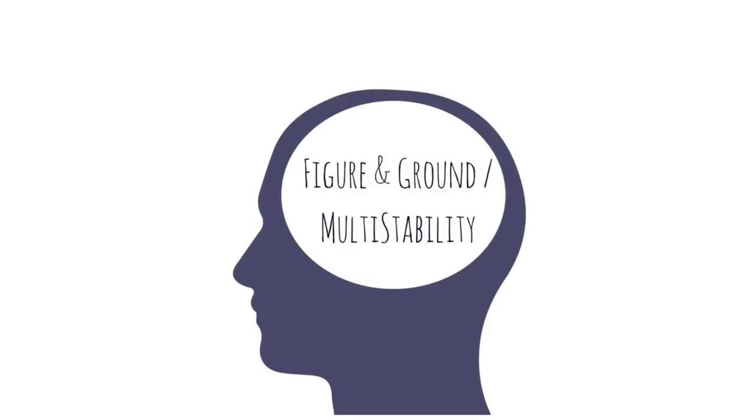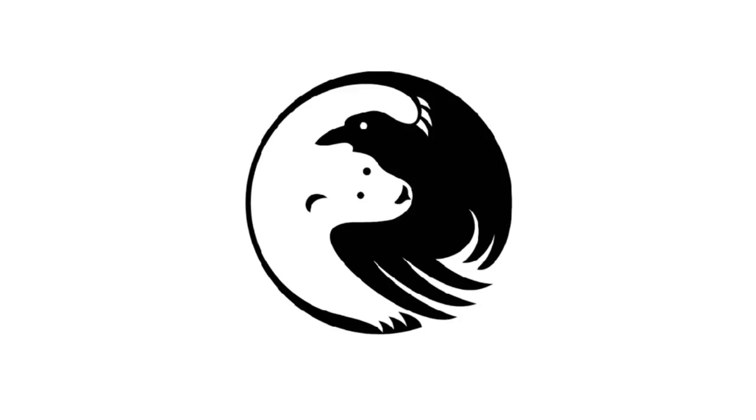Figure and ground / multi-stability. Other examples of Gestalt psychology are figure and ground relationships or multi-stability. Figure and ground relationships show what we focus on, the figure, and what we push to the background. This is a classic example. What do you see? If you focus on the white, you see a vase. If you focus on the black, you see 2 faces. Now, what do you see in this image? Depending on where you focus, you may see a bear or you may see a bird.